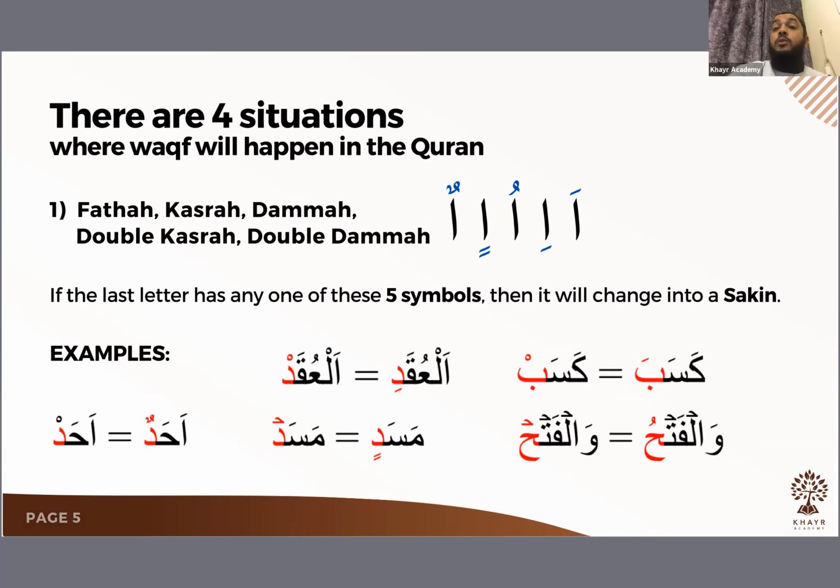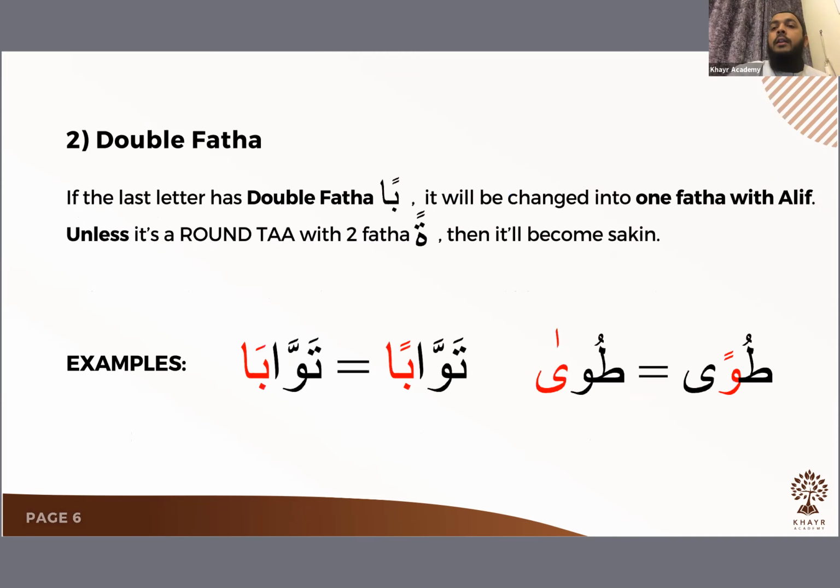Okay, 2 fatha. What happens with 2 fatha? Now, this is the rule of double fatha. That's why you're going to see in the Quran, whenever double fatha comes, what comes after double fatha? Empty alif. You'll see empty alif. There's only one letter that wouldn't have an empty alif. We'll talk about the letter in scenario number 3. When you stop on that letter, what happens? We'll come to that letter, inshallah.